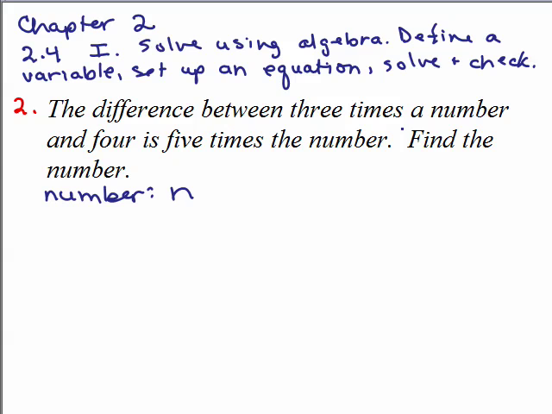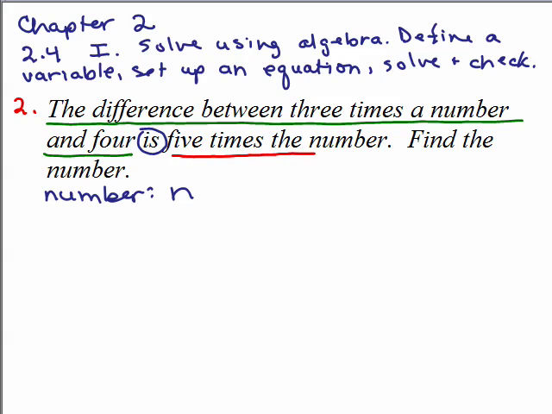All right, now we need to read the statement again. The difference between 3 times the number and 4 is 5 times the number. So we see this word is, that's going to be where the equal sign is. So the part before that is going to be on one side, the difference between 3 times the number and 4. That's going to be on one side of the equal sign. And on the other side is going to be 5 times the number. So we've got our equal sign.